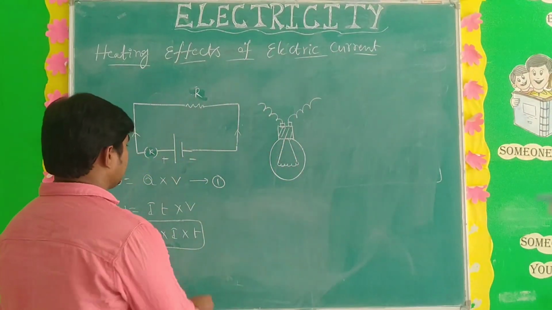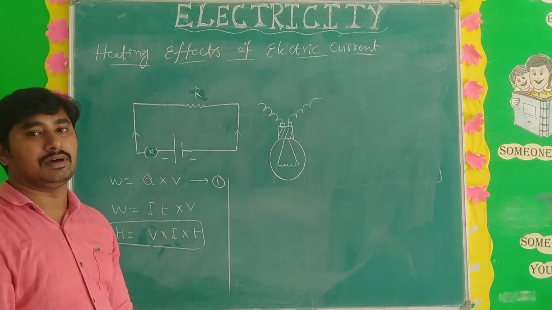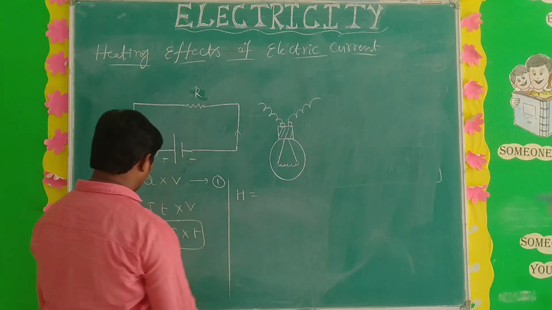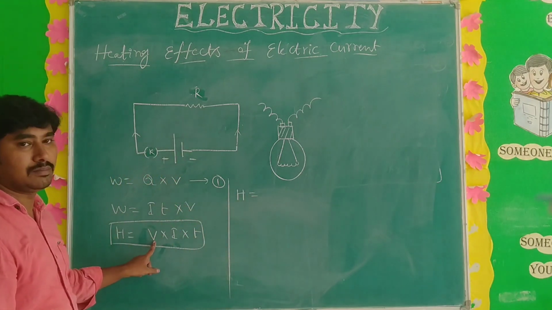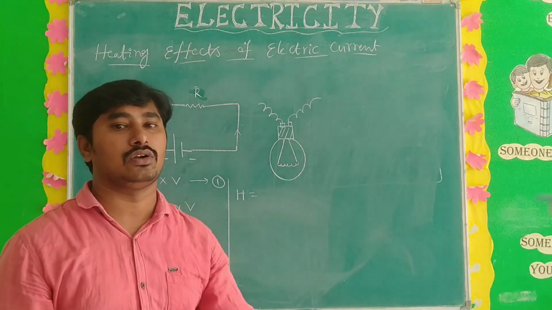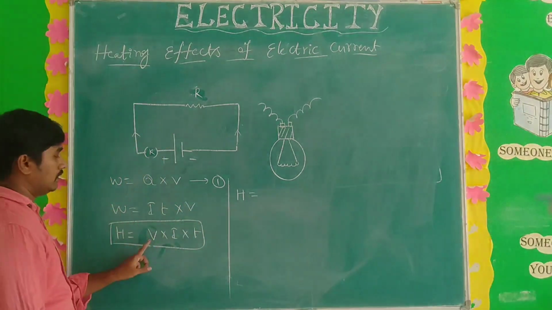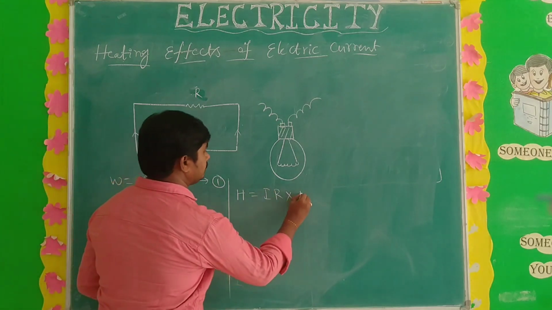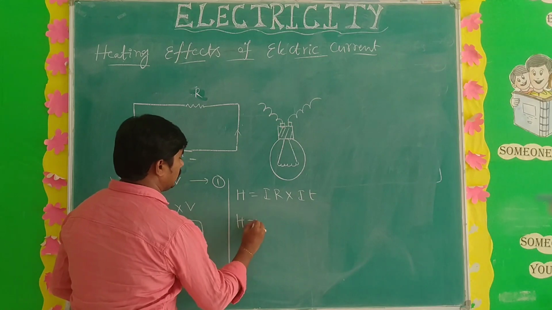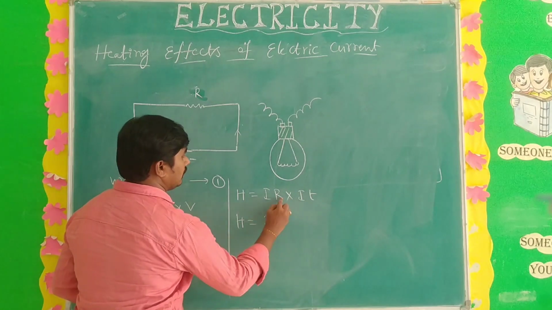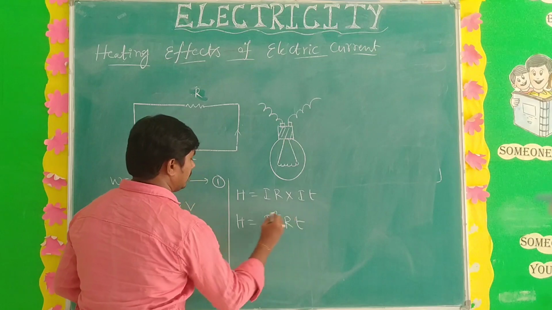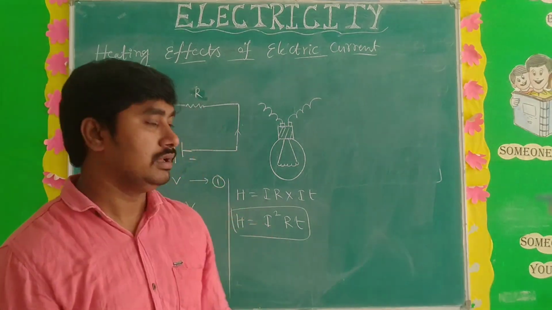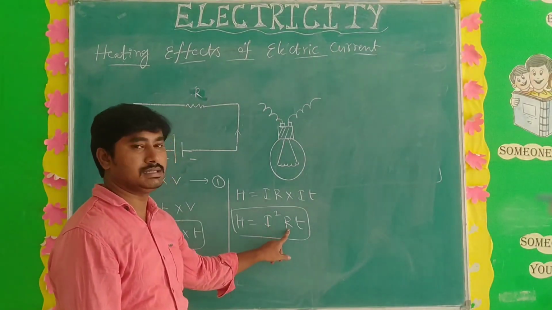There is one more formula for heat energy. Here V means potential difference. You know Ohm's law: V is equal to IR. So in place of V, I write IR. H is equal to IR into I into T, so H is equal to I square RT. H is equal to I square RT, which means current squared into resistance into time.